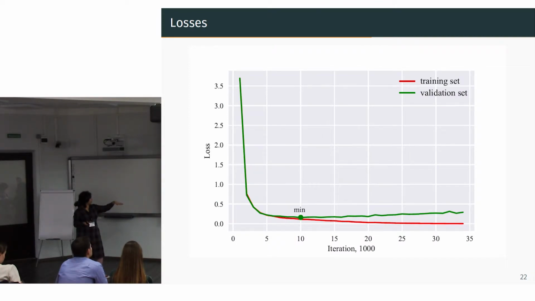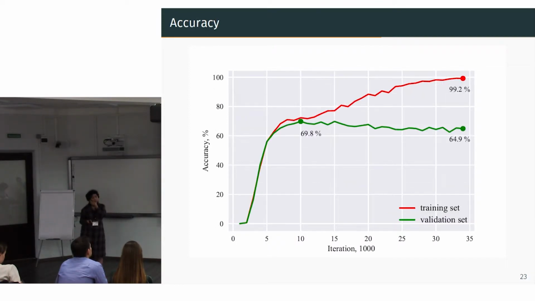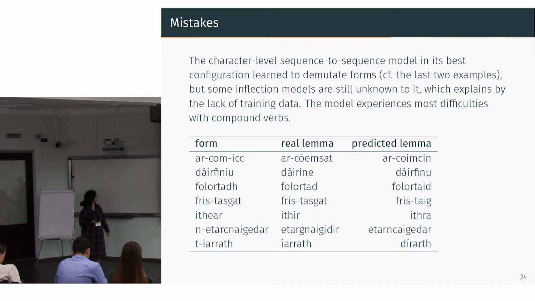Okay, losses, and probably this is the most important picture. The system reached its maximum validation set accuracy after 10,000 iterations. It was 69.8. But then in the end, the validation set accuracy dropped. Of course, it was a bit complicated, so the best model was saved once after 10,000 iterations, once after 4,000, I think.